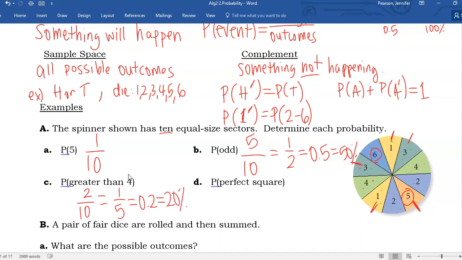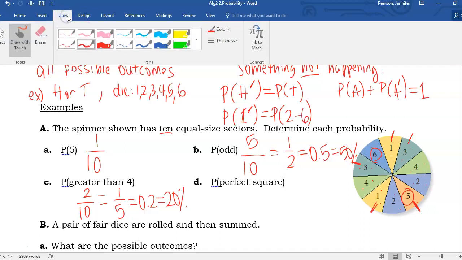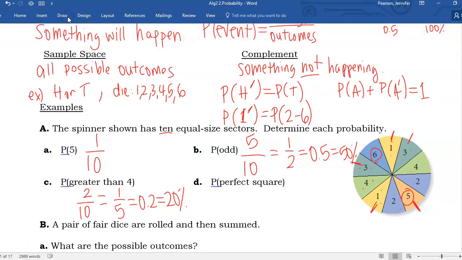And the last one says perfect square. So perfect square, we're talking about our square numbers. Like if we do 1 times 1, that's 1. Or if we do 2 times 2, that's 4. Or if we do 3 times 3, that's 9. Now I could keep going on this list, but we can tell by our sample space that the highest value we have is 6, so I really don't need to keep going.